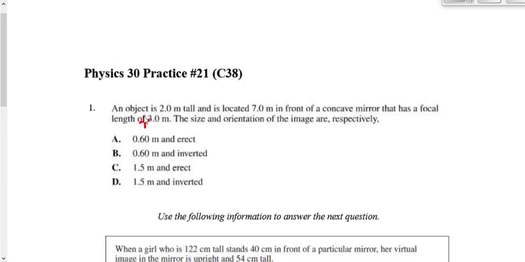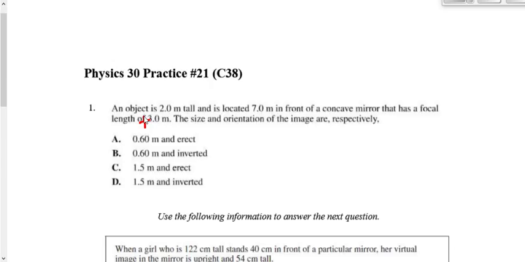Now, the good news is with this question, if you forget to identify whether it's converging or diverging, you're going to get away with it because it's positive. But if it happened to be a convex mirror, you'd have to make sure that you recognize that it was a diverging mirror and therefore a negative focal length. We want to find the size and the orientation of the image, the orientation meaning right side up, upside down.